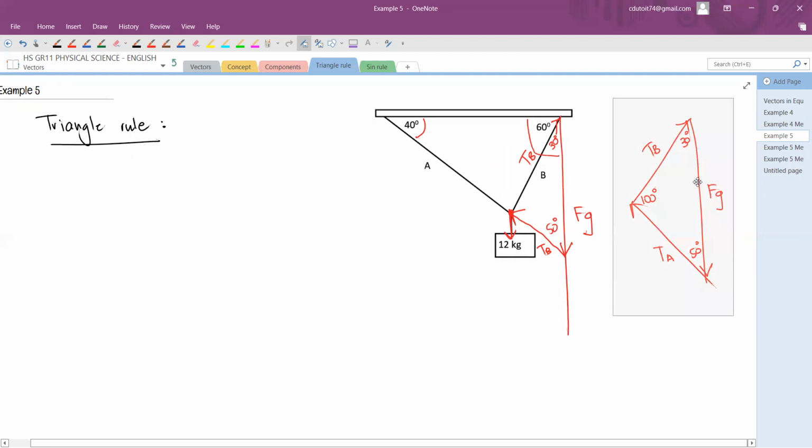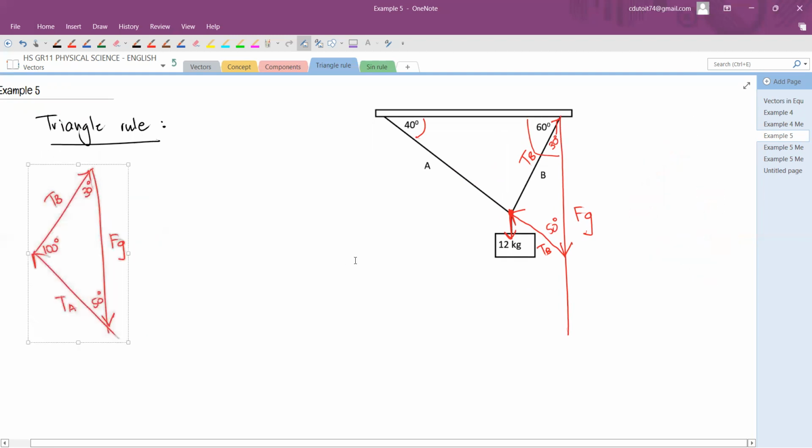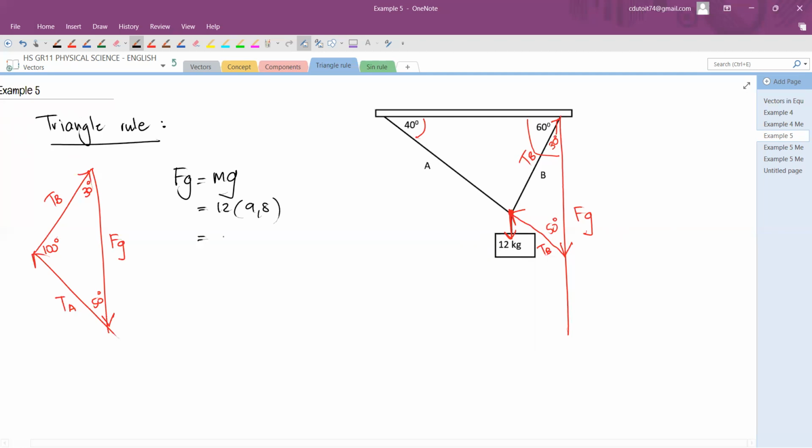You won't know the sine rule yet. So I'm going to show you again. I'm going to just write that FG equals mg because there's marks in here. And that equals the mass times 9,8. So 12 times 9.8 is 117,6.